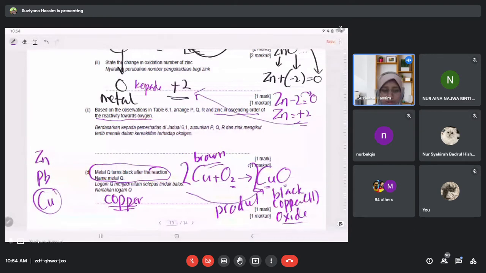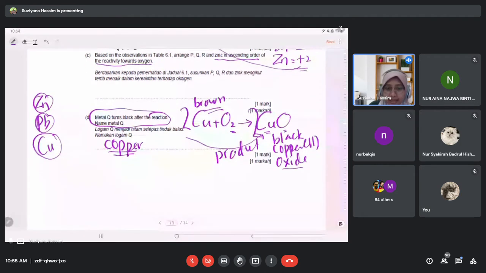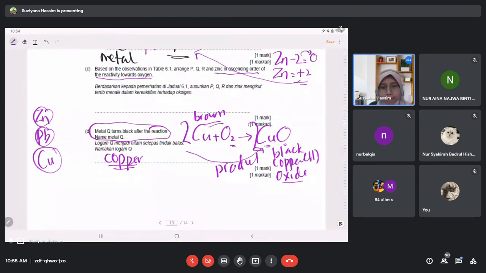Copper(II) oxide. Okay. Any question? In the exam, they will ask you the color of zinc and the color of lead. After this, there are the toughest SPM questions. I will send them to cikgu after a while. So far, any question? Any questions for the teacher before we go to the last slide, 14, before SPM? Anything to ask?